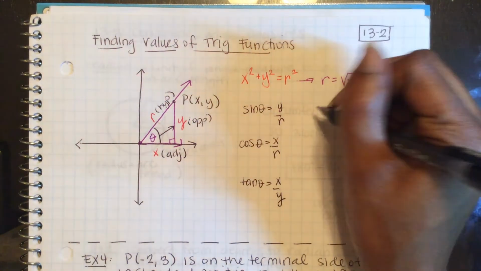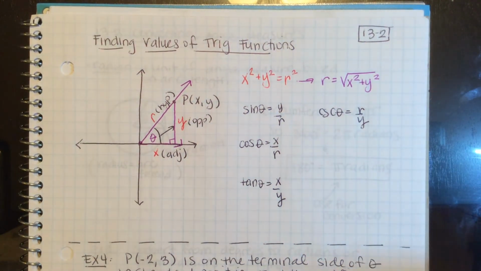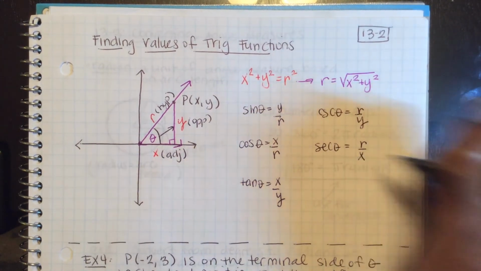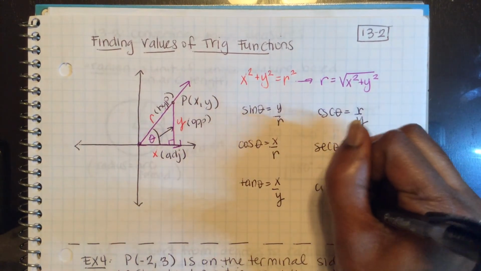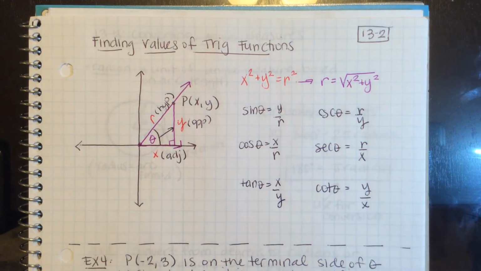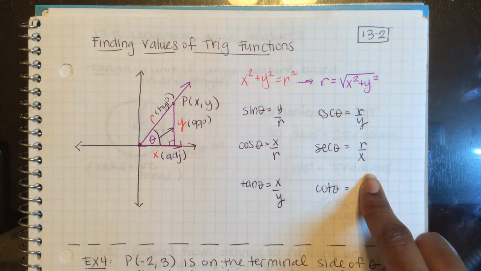So now remember that cosecant theta is the reciprocal of sine. Secant theta is the reciprocal of cosine. And cotangent theta is the reciprocal of tangent. So we will use these relationships in example 4 below.